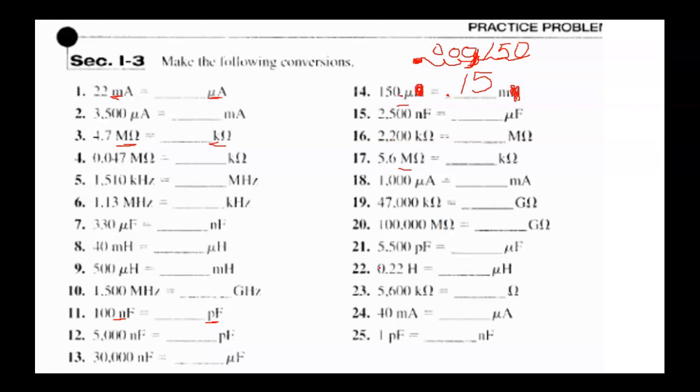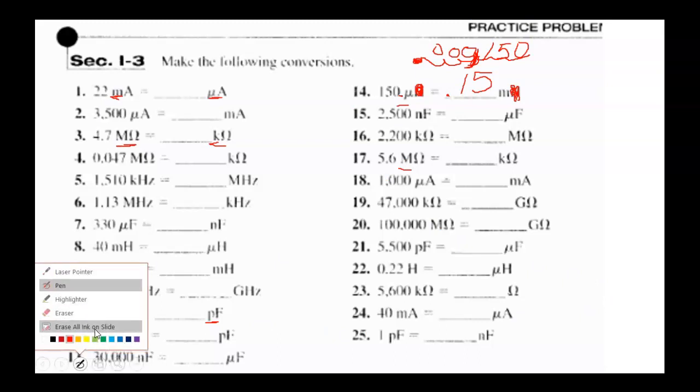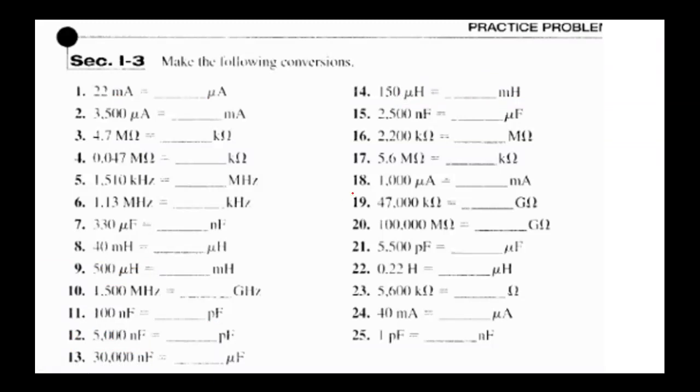So looking at, you want me to do number 15? Okay. So 2,500 nano to micro. Okay. Let me see if I can erase some of this. Okay. Give myself some space here.